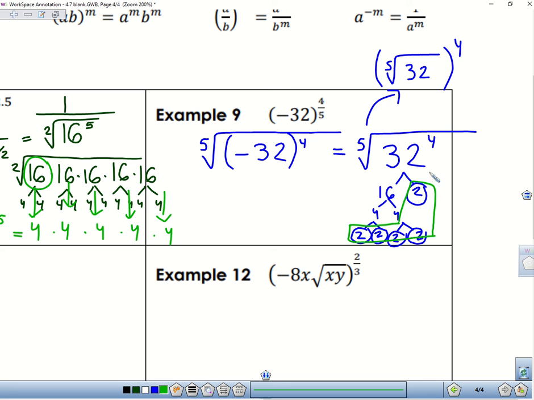But how many times are we taking that 5th root? 4. Yeah, 4 different 32's. So basically you're going to take 2 to the 4th power, 2 times 2 times 2 times 2, which is your answer, which is 16. So you put it back to the power of whatever your exponent is here. And that's a faster way to do larger quantities, okay?